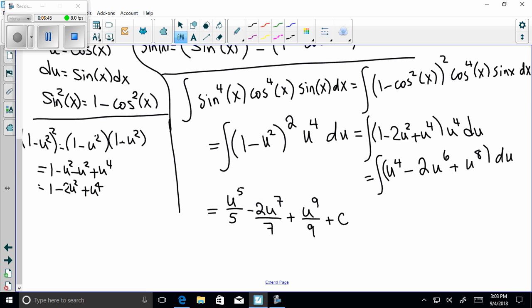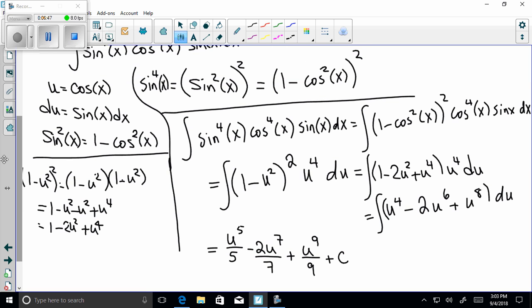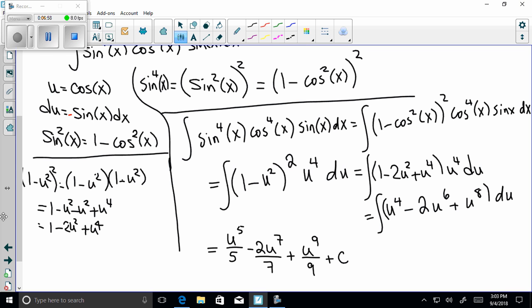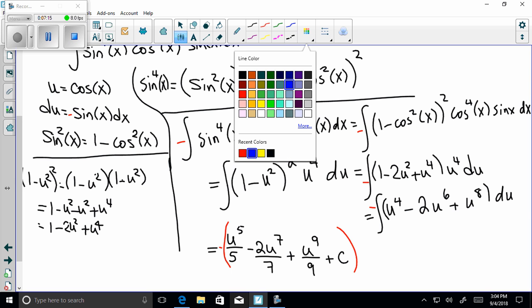Let me go back. Oh, I missed the negative sign all the way down. Because if u is cosine of x, du is negative sine x dx, right? So when I come over here, I need a negative on the outside. Well, at least I caught it. All right.